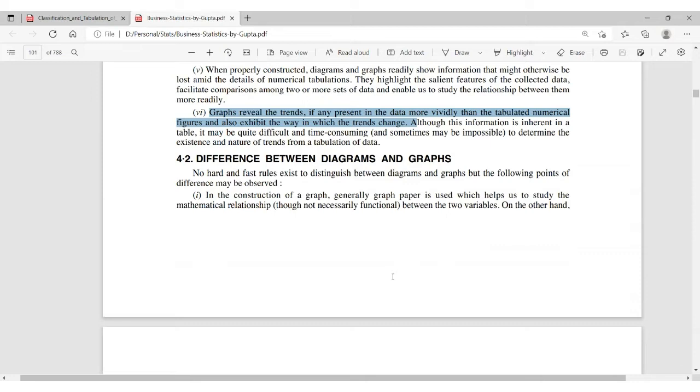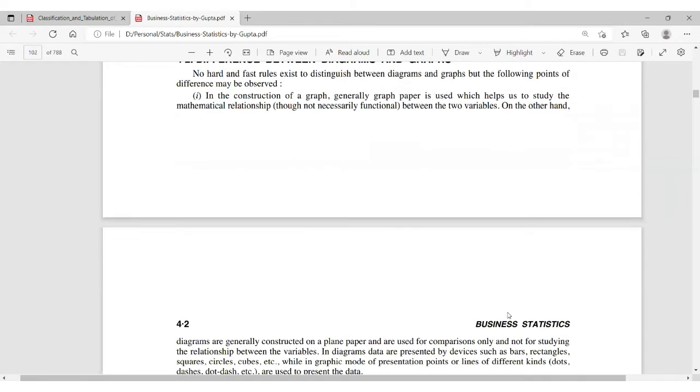Okay. Sir, hello, sir. Yes. So these all are tools or procedure of data collection. Yeah, this is a different topic diagram to the graph. Okay.